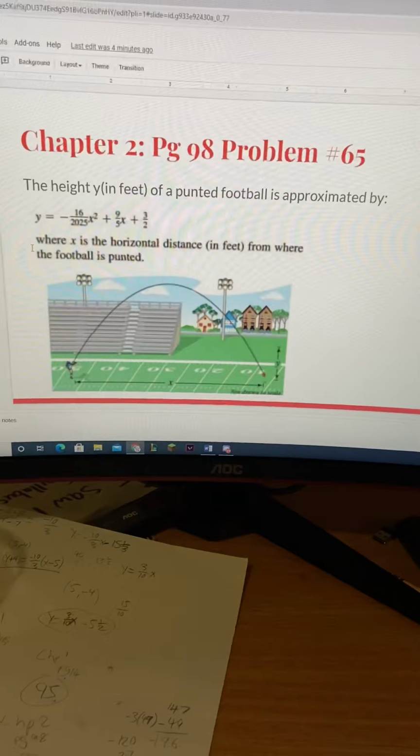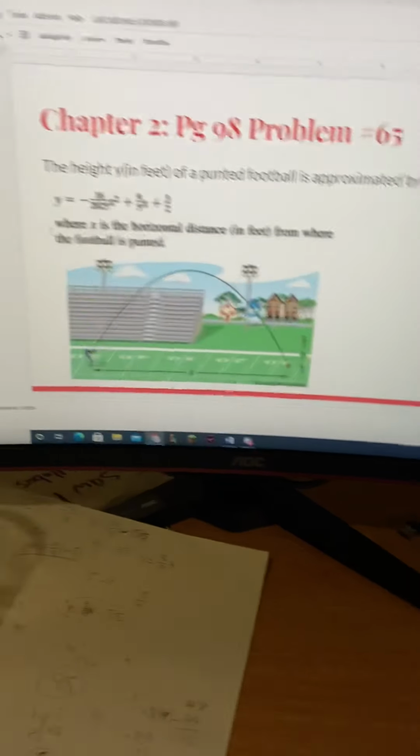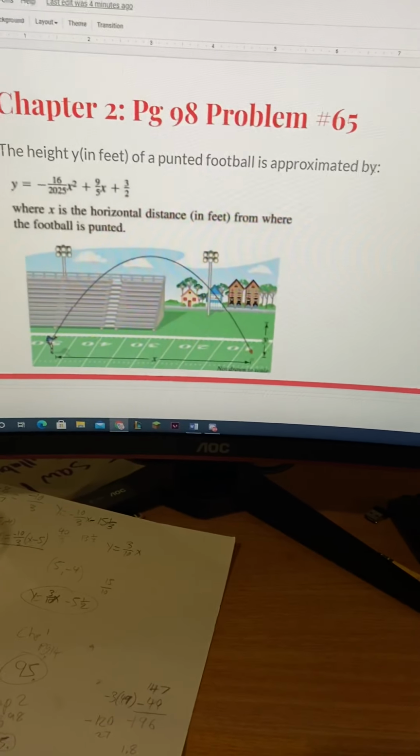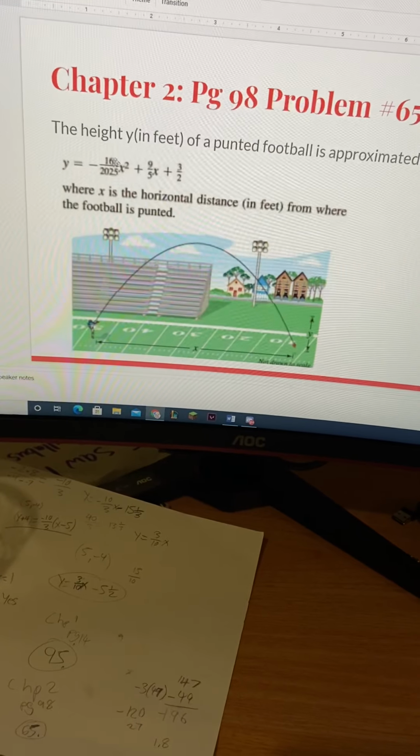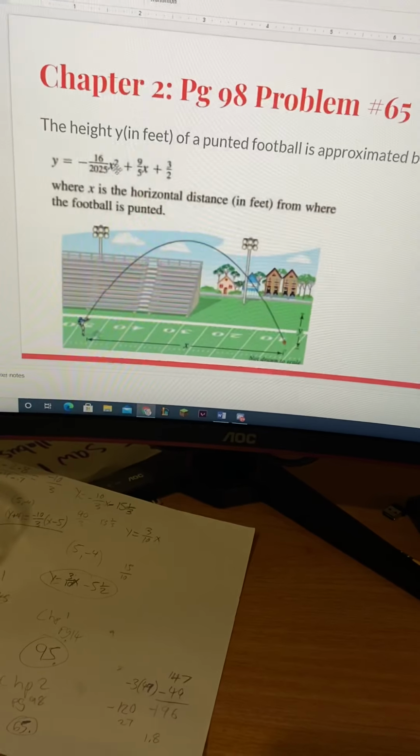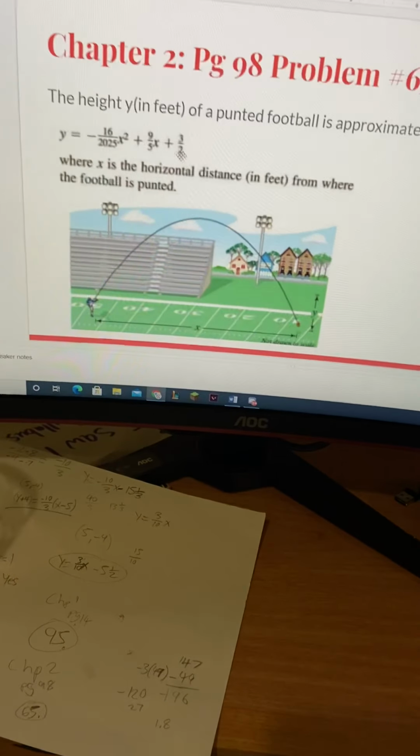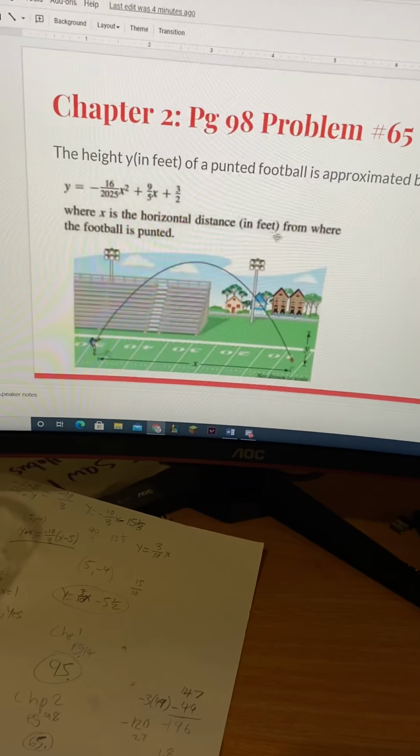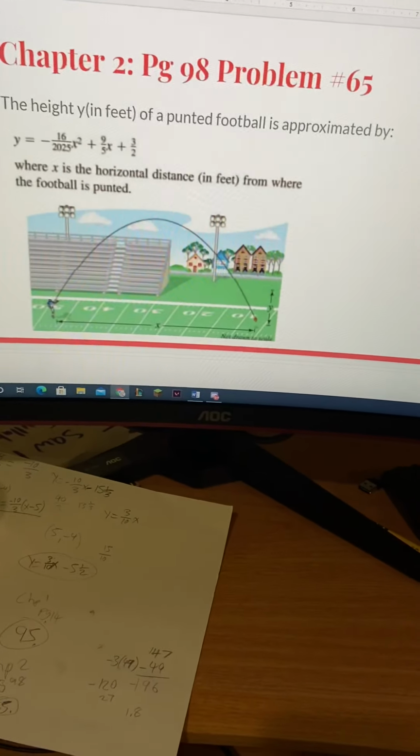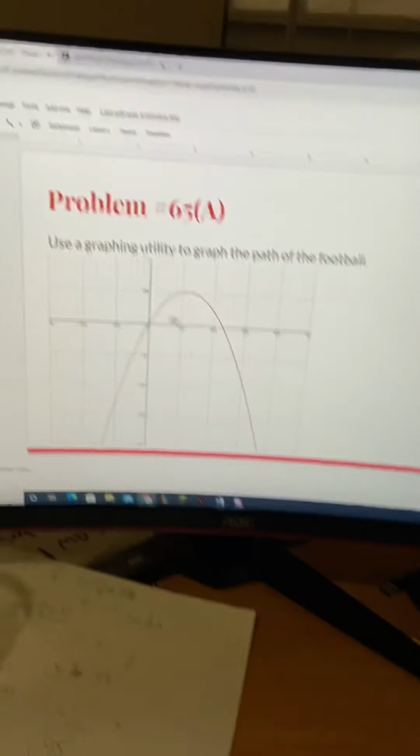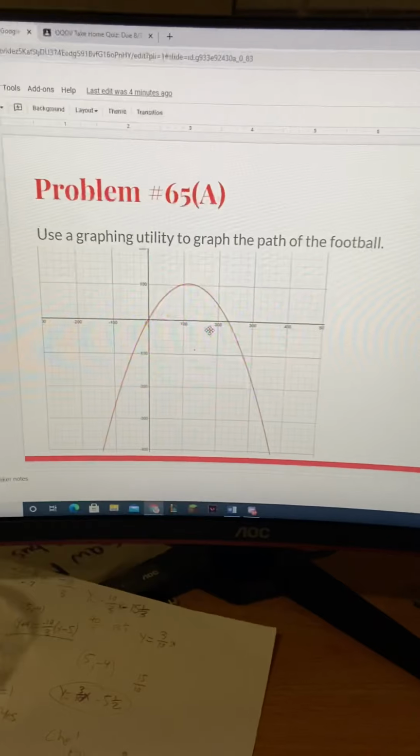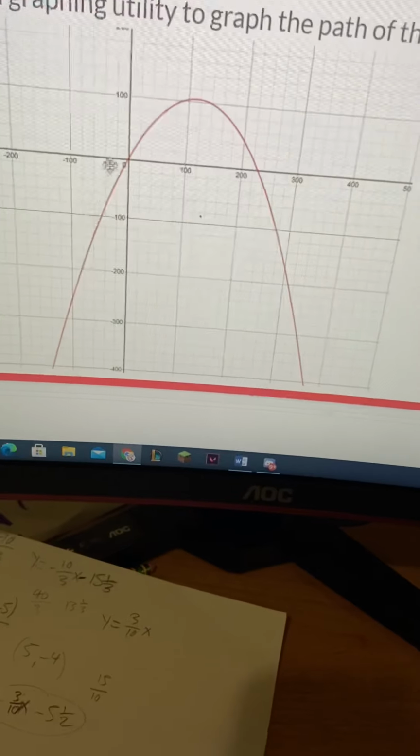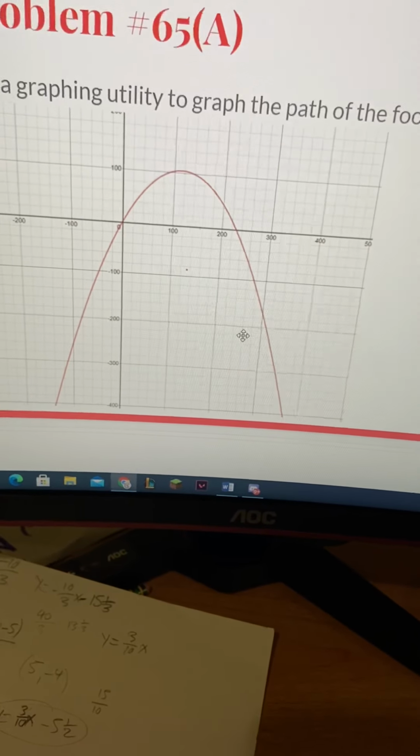The next problem I chose was page 98, problem number 65. The height y in feet of a punted football is approximated by y equals negative 16 over 25 x squared plus 9 over 5 x plus 3 over 2, where x is the horizontal distance in feet from where the football was punted. For part A, we had to use a graphing utility to graph the path of the football. For this part, I used Desmos, and here we go. We have a curve and a maximum.